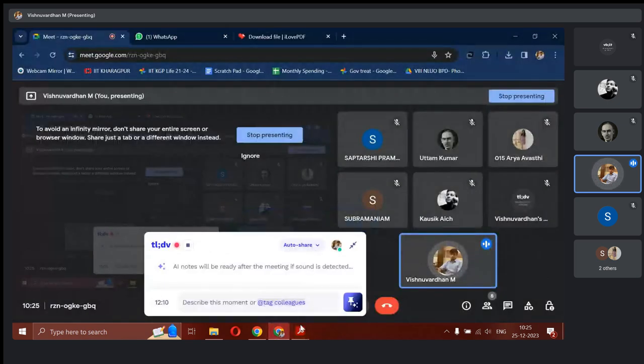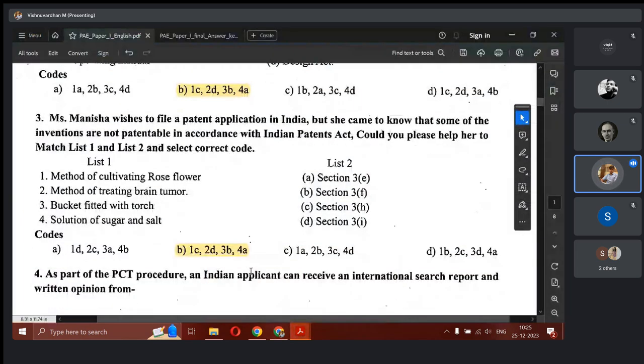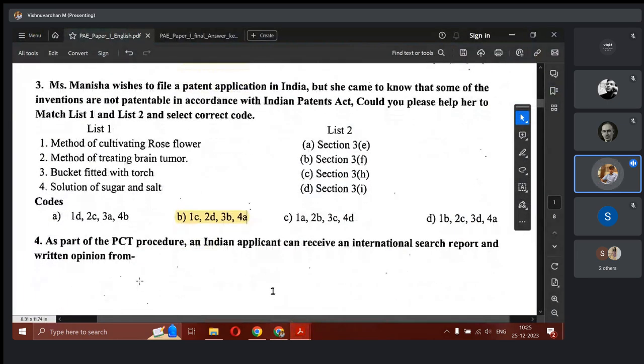Cool. So we have got three questions, right? So we have got 6 marks already. So we are on track to passing the exam. Cool. So as part of the PCT procedure, Patent Cooperation Treaty, not the Paris Convention. Second, you read PCT immediately in your mind, 30/31 months has to come into play.